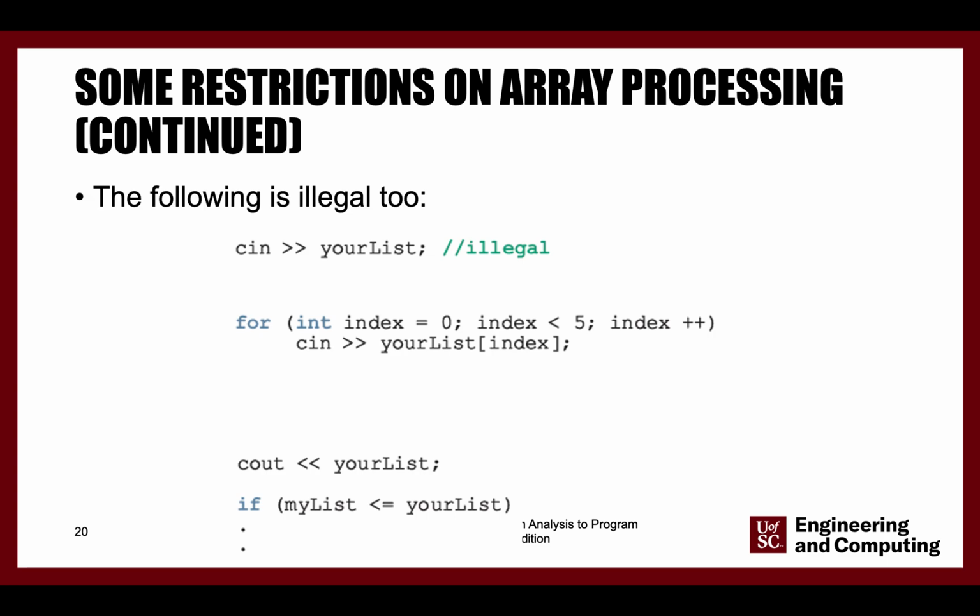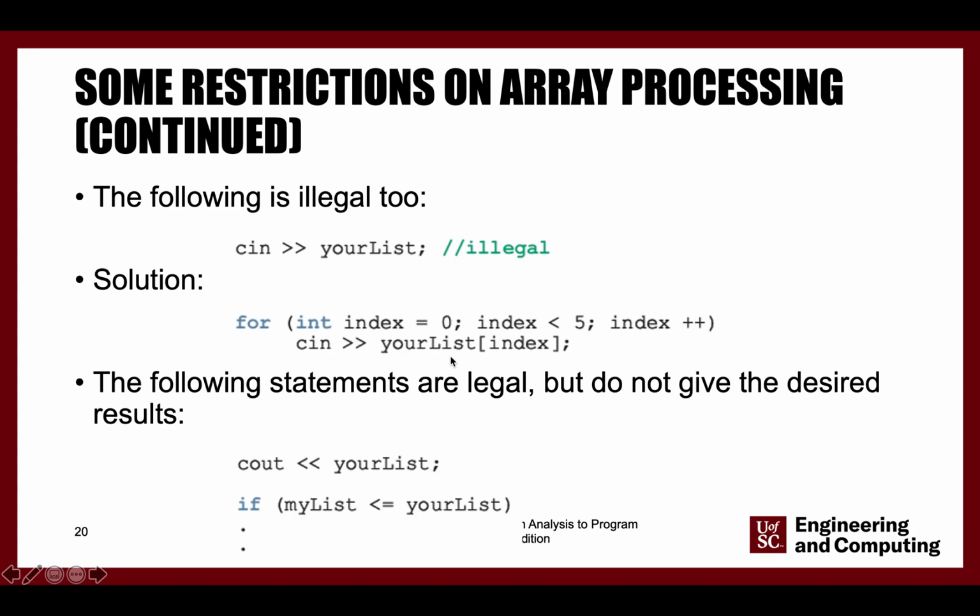This is also illegal. You can't read massive, so this is a list, not just a variable. You can't do a cin to just your list. However, what you can do is loop through each index and set each index individually. The following are legal, but they don't give you the results that you think. So here, if I printed out my list like this, I would just get the memory location of the first element. I would not actually get the values of my list.